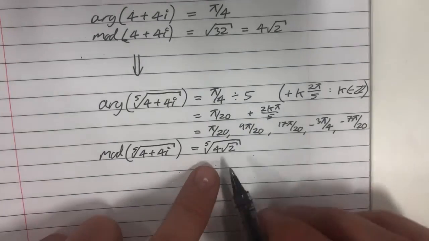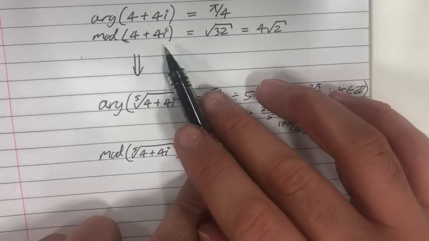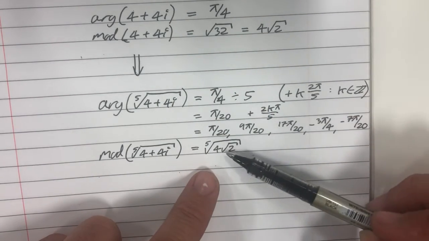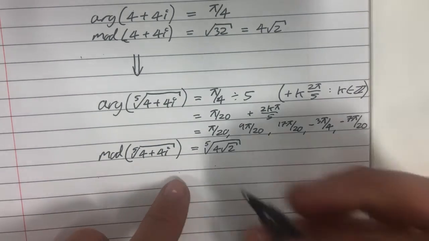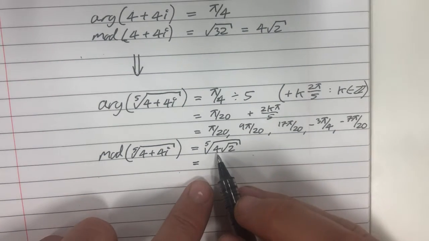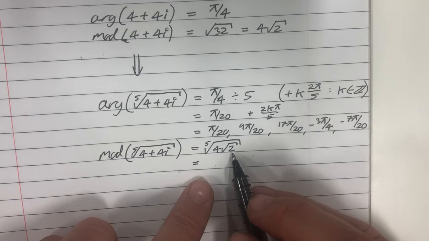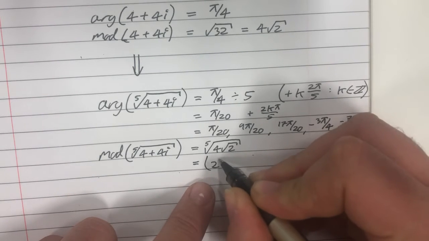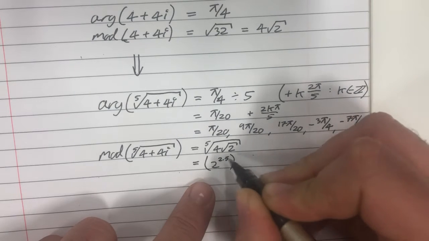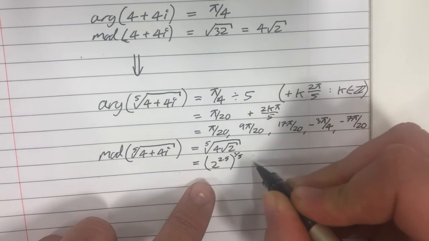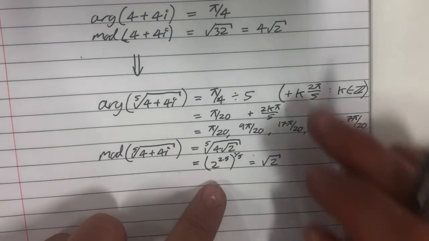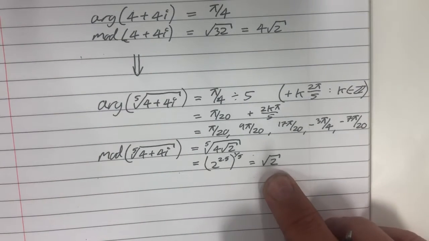Fifth root of 4 root 2. So 4 root 2 was the modulus of 4 plus 4i, so therefore the modulus of the fifth root will be the fifth root of that. This is, of course, 2 squared, and that's root 2, so that's 2 to the half, so it's actually 2 to the 2.5, to the fifth. So it's actually just root 2. Okay, so the modulus is root 2. The fifth root of 4 root 2 is root 2.